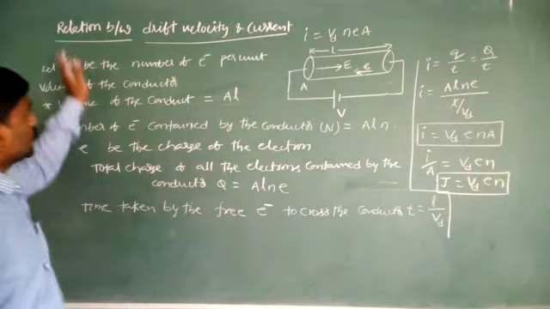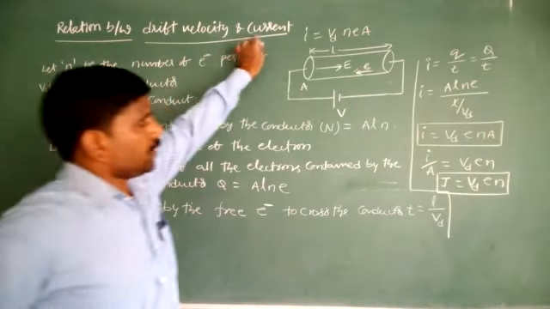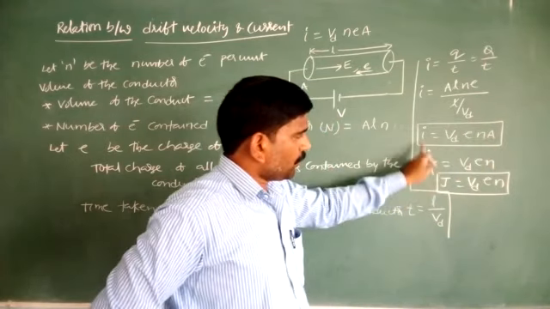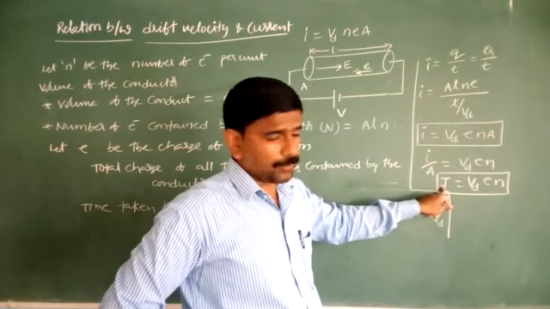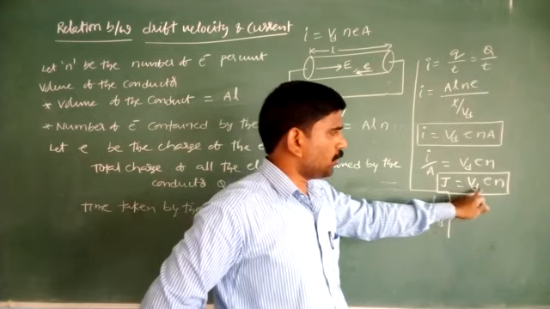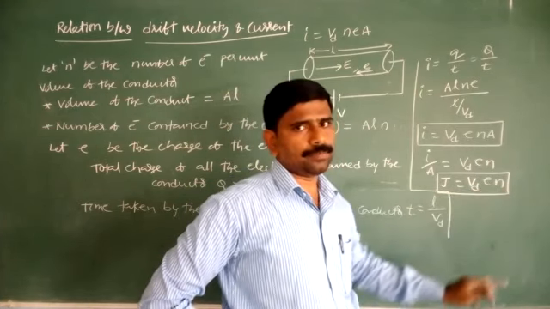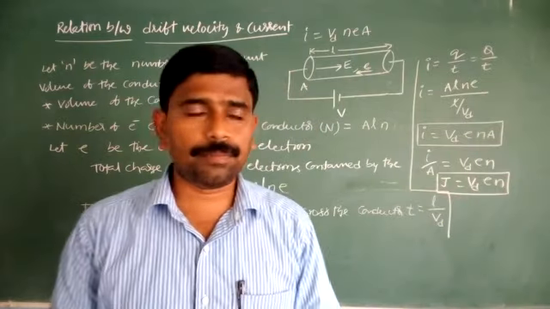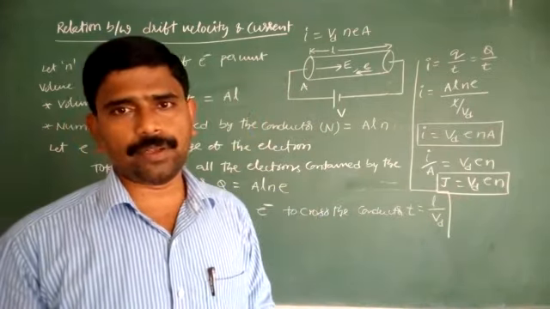So here, the relation between the drift velocity and current is I is equal to Vd ENA. Next, from this we derive one more expression, that the current density is equal to Vd into E into N. That is the relation between the current density and drift velocity.